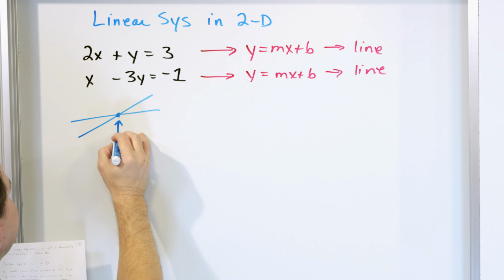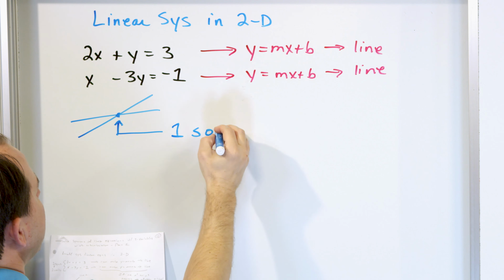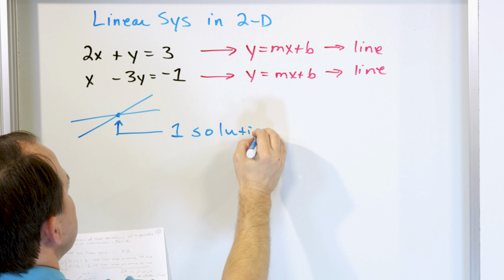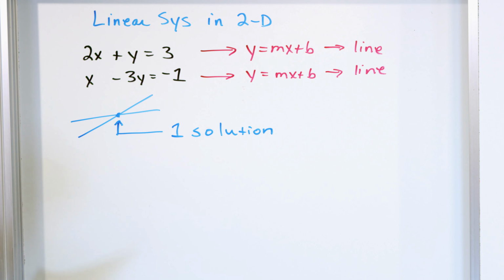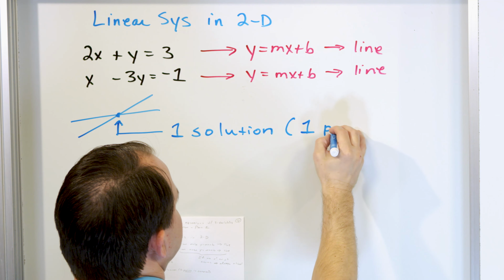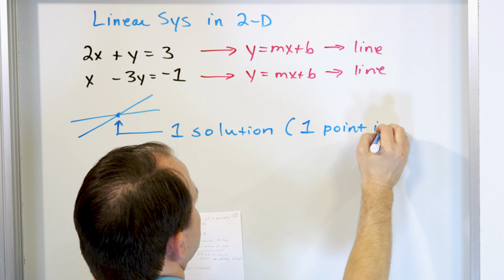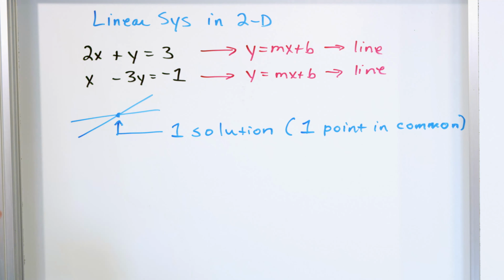And this intersection point, this single intersection point, is called the solution. Specifically, there's only one solution. Because the solution is the crossing point. It's the point that's common to both lines. It satisfies both equations. And so you say that it has one point in common with each of the equations, right? That's what that means.